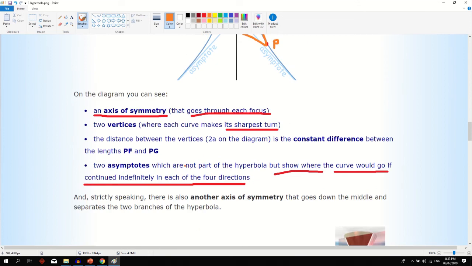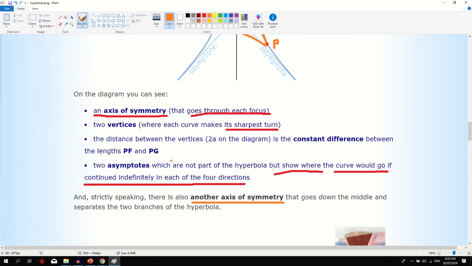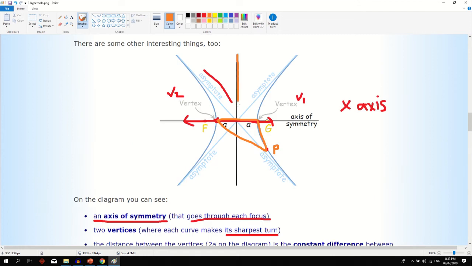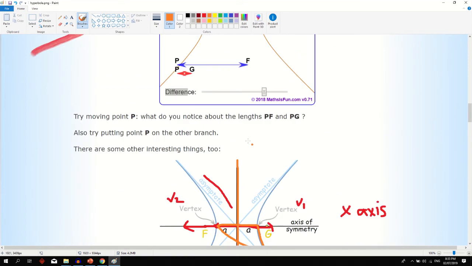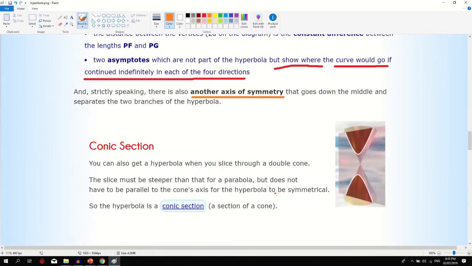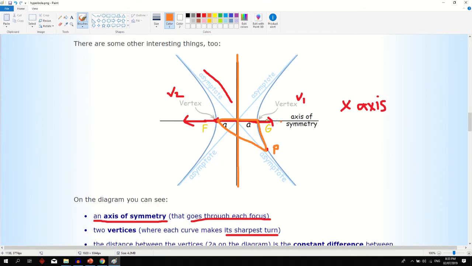Then two asymptotes, which we already talked about. And strictly speaking, there is also another axis of symmetry that goes down the middle and separates the two branches of the hyperbola. This is the one he is talking about, another axis of symmetry in the middle that separates the two branches.